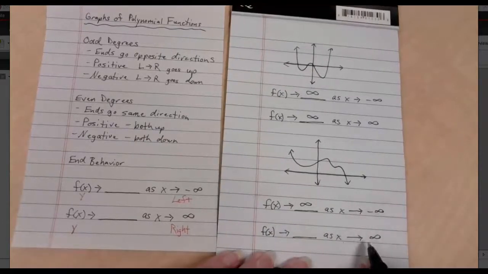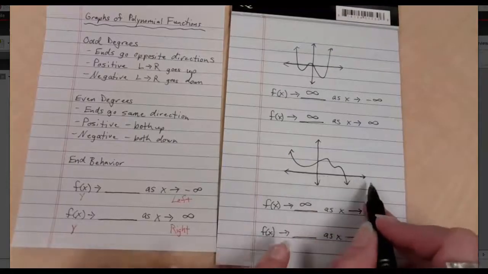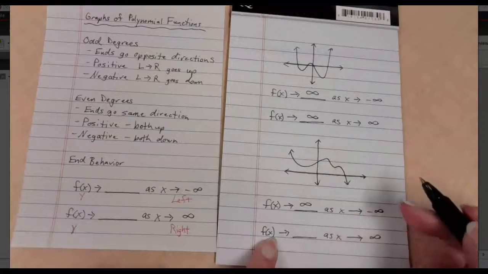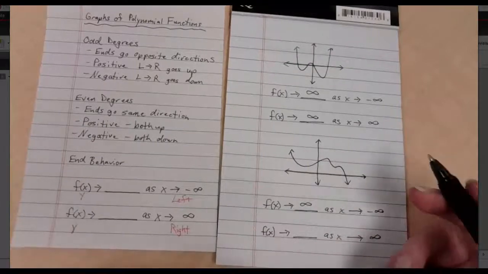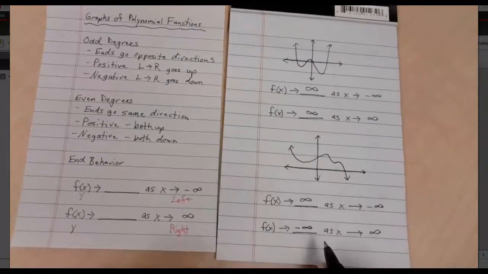All right, so this is as x goes to positive infinity. Here's my x-axis, positive infinity. What are the y's doing? Where are the y's going? They're going down. How do I say down? Well, again, how far are they going down? They're going down forever. So negative infinity. And that would be another example then.